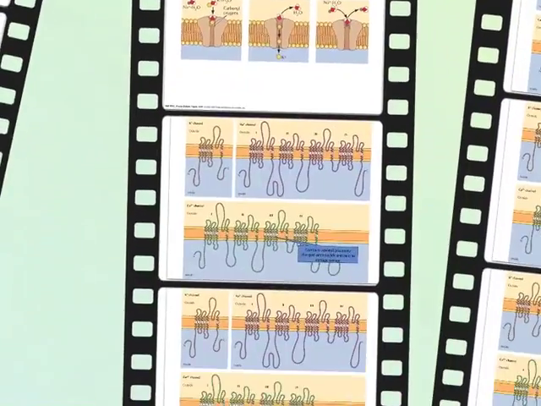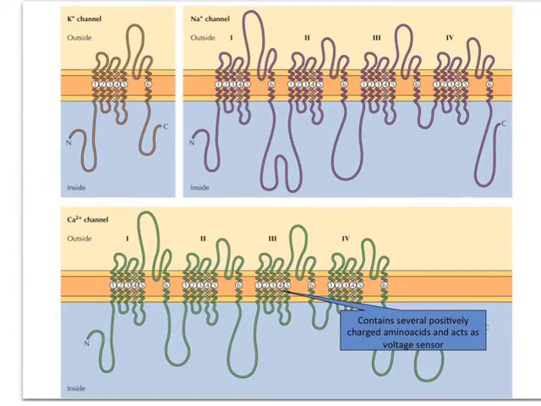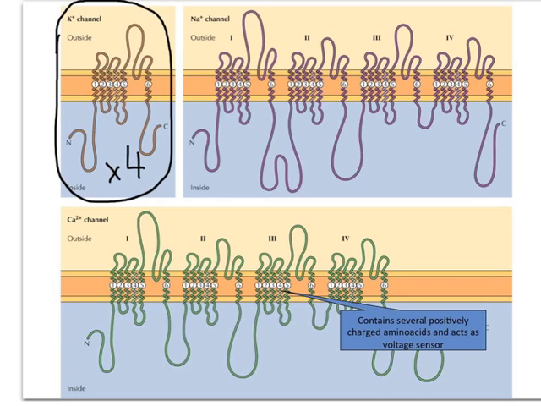At the molecular level, the potassium channel, the sodium channel, and the calcium channel exhibit a very similar molecular architecture. The potassium channel is made of a protein that contains 6 different transmembrane domains. This protein is repeated 4 times, therefore forming a channel that contains 24 transmembrane domains.